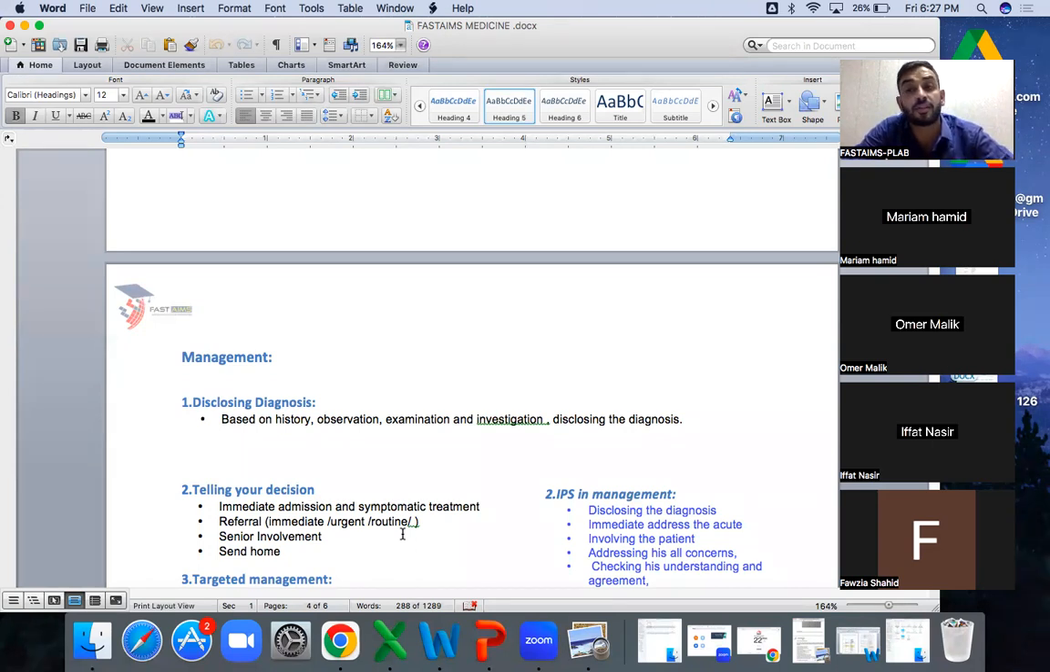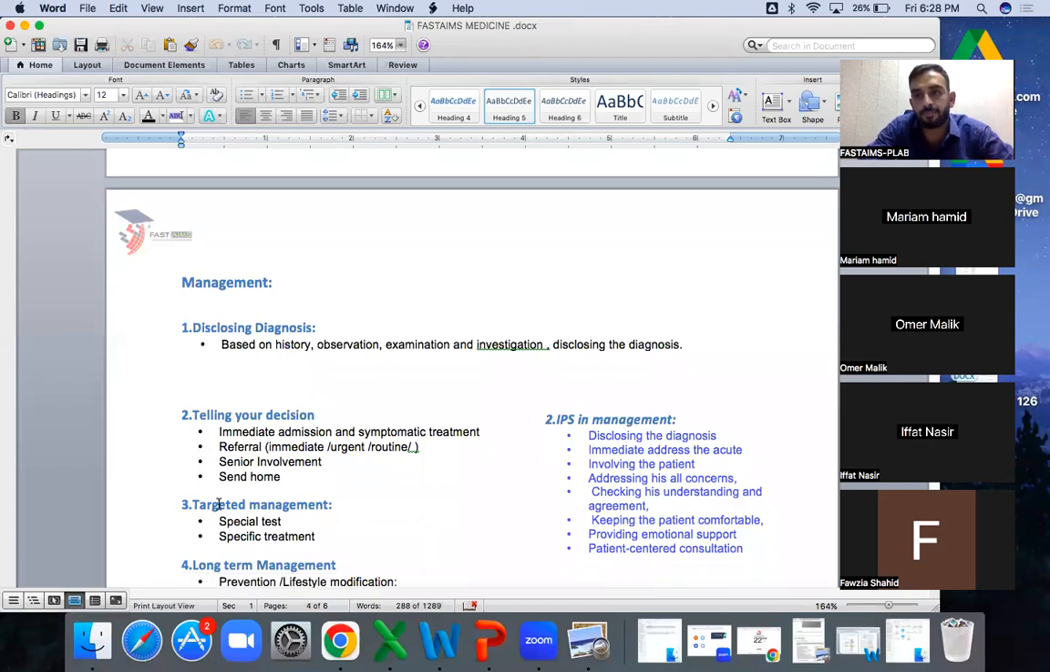Then comes the senior involvement. This can be a part of your decision. I'm going to admit you and I'm going to involve the senior. I'm going to admit you and give you initial treatment. Then it can be sent home: everything is normal, go home, nothing is going wrong, and I'm going to do the safety netting in case this is wrong. So after disclosing, you are going to tell the patient your decision. The decision can be any of them.